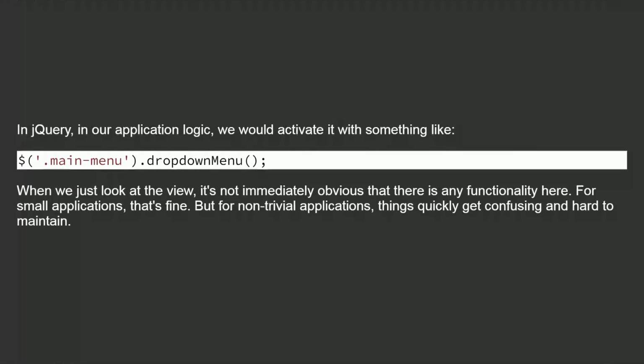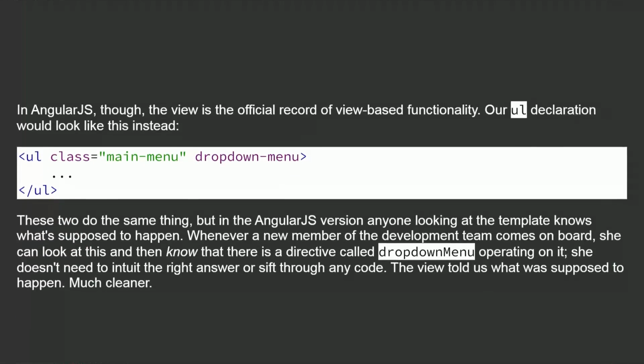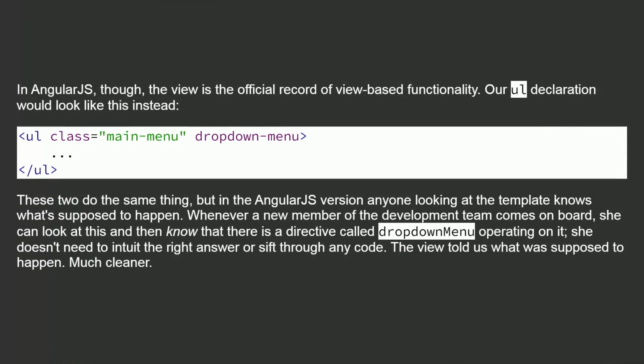When we just look at the view, it's not immediately obvious that there is any functionality here. For small applications, that's fine. But for non-trivial applications, things quickly get confusing and hard to maintain. In AngularJS, though, the view is the official record of view-based functionality. Our LI declaration would look like this instead: LI class equals main-menu, drop-down-menu, LI.